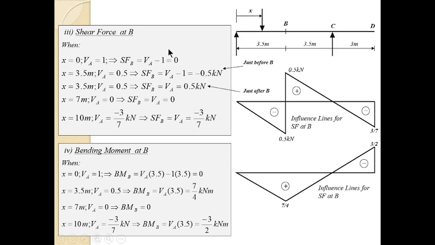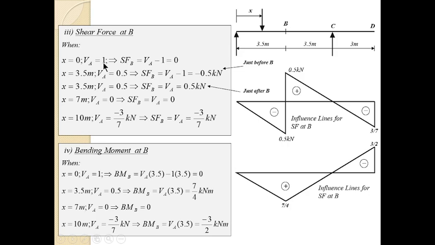So when x equals 0, that is when the 1 kilonewton load is directly on top of VA, what will be our VA? VA will be 1. If you doubt it, you can do equilibrium of forces. So VA will be 1.